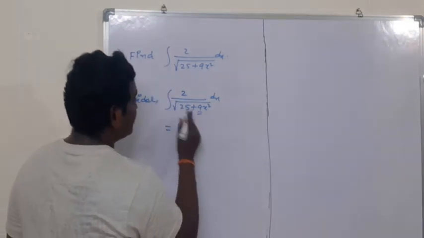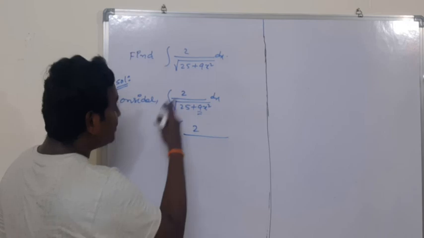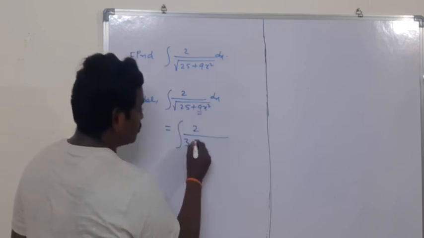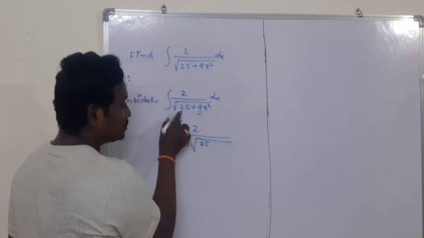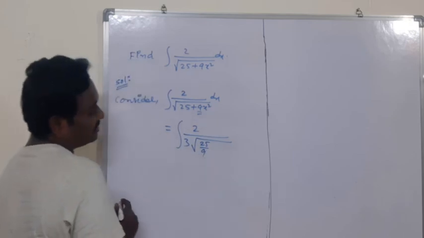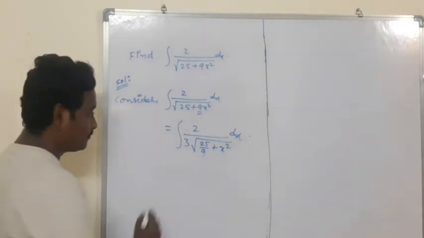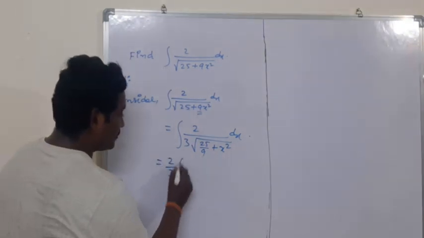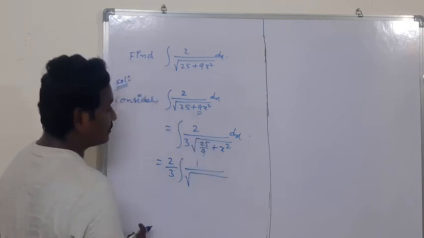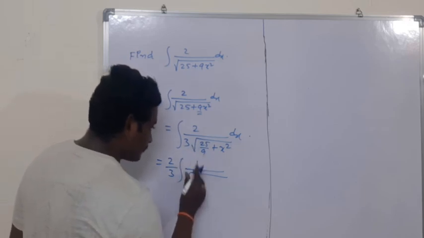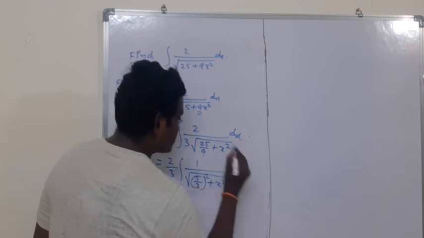So you will get, already 2 is there in the numerator, 2 by, if you take 9 as common term, you will get root 9. Root 9 is nothing but 3. So root over 25 by 9. Actually here we have only 25. There is no 9, that's why you write 9 in the denominator. Plus x square into dx. Okay. 2 by 3 is the constant term, right outside of the integration, 1 by root over this 25 by 9 can be written as 5 by 3 whole square plus x square into dx.